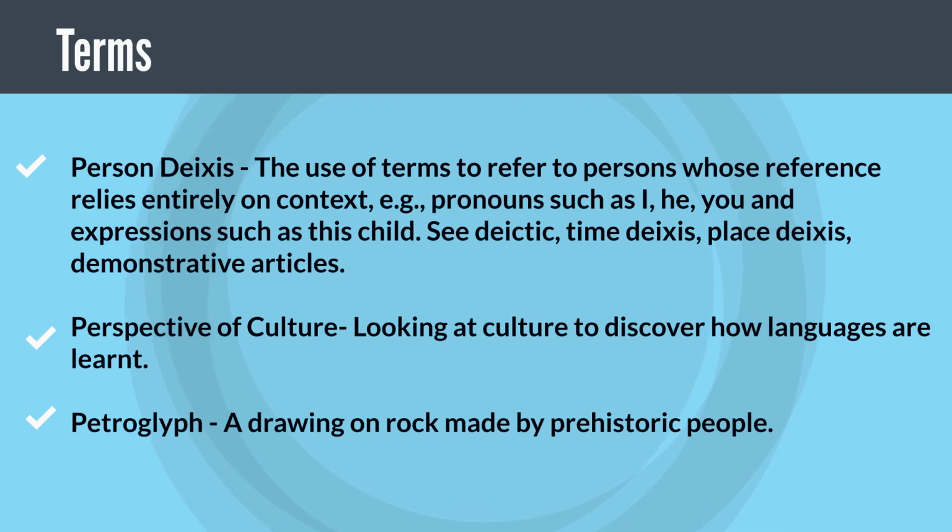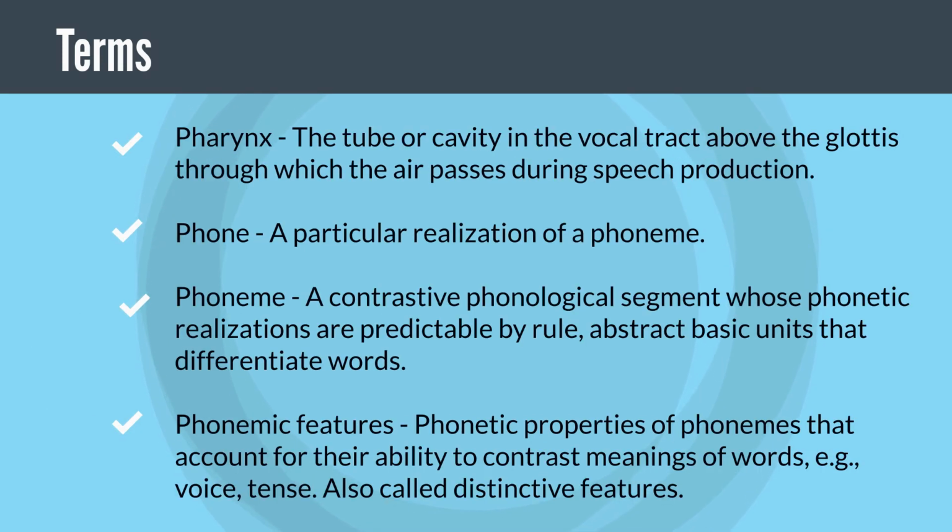Perspective of culture: looking at culture to discover how languages are learnt. Petroglyph: a drawing on rock made by prehistoric people. Pharynx: the tube or cavity in the vocal tract above the glottis through which the air passes during speech production. Phone: a particular realization of a phoneme. Phoneme: a contrastive phonological segment whose phonetic realizations are predictable by rule, abstract basic units that differentiate words.